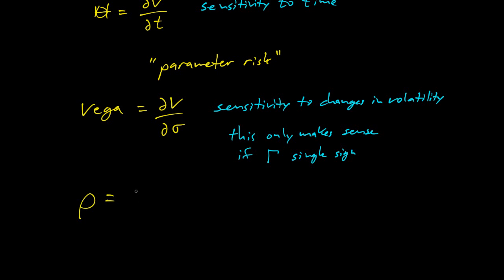So another Greek is rho. So rho equals the change of V with respect to r. This is the sensitivity to the interest rate. And again, r was a parameter of our model, so you have to have a little bit of faith that this makes sense, but you can take the derivative with respect to r and think of it as: as our assumptions about the interest rate change, how does that affect our evaluation of the option? And if this is very large, you might be at risk for having a bad estimate of the interest rate. Pretty cool.